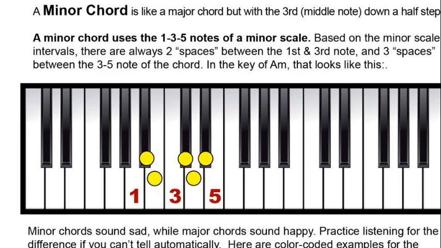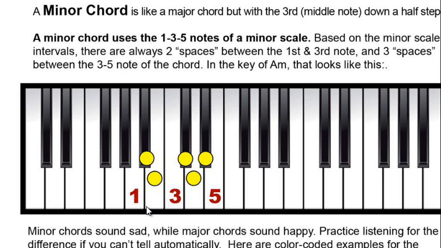So with a minor chord, the only difference between a major and a minor chord is that the third note is down a half step. Whereas with major scales, there were 3 spaces between the first and third and 2 between the third and the fifth, with a minor scale, it's reversed. So there are 2 notes between the first and the third note, and there are 3 notes between the third and the 5.